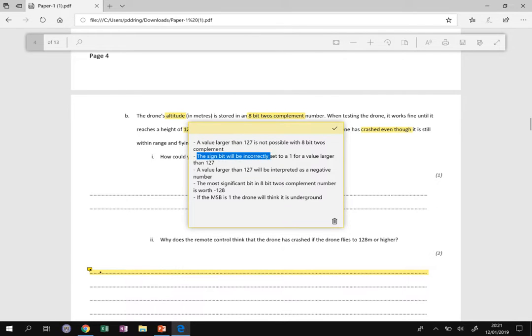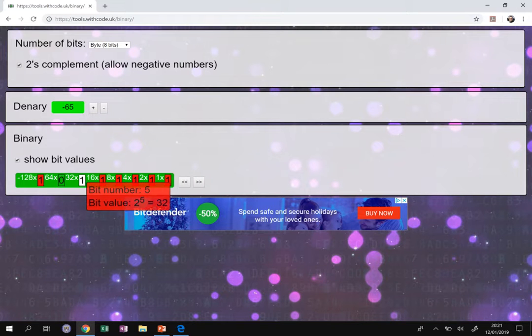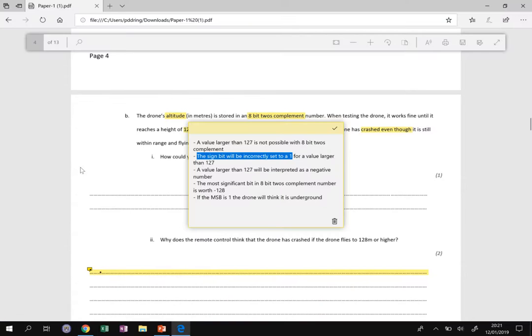The sign bit will be incorrectly set to a 1. The sign bit in 2's complement is the most significant bit, the bit on the left. If the number is positive, the sign bit is always 0. If the number is negative, the sign bit is always 1. So the sign bit will be incorrectly set to a 1 for a value larger than 127, and that large value, as in the number bigger than 127, will be incorrectly interpreted as a negative number. Or you could say, remember, you only need to say any 2 of these, the most significant bit in 8-bit 2's complement is worth -128.